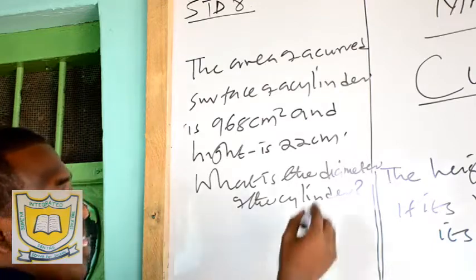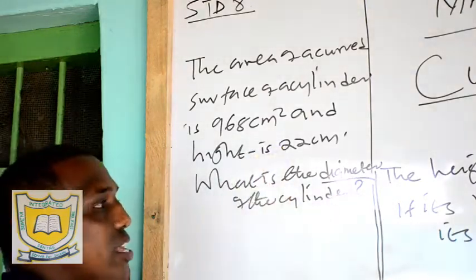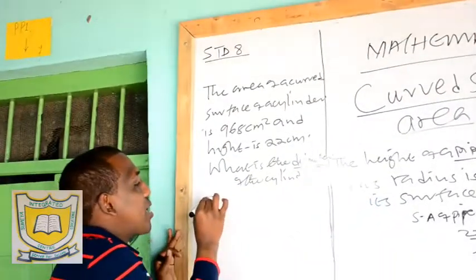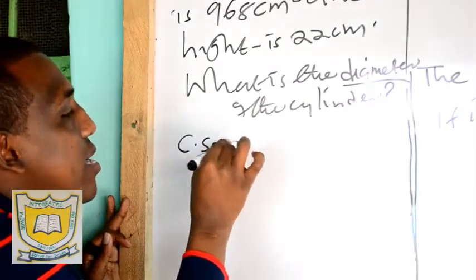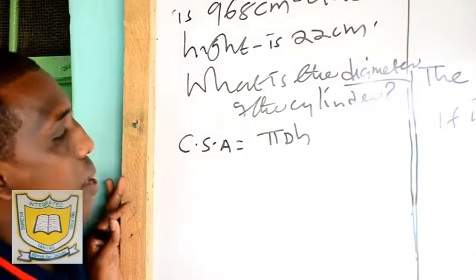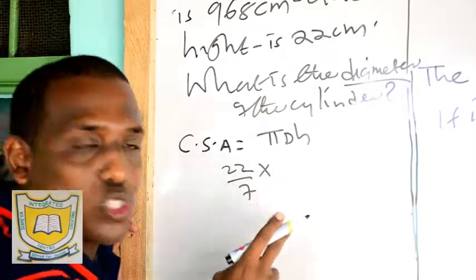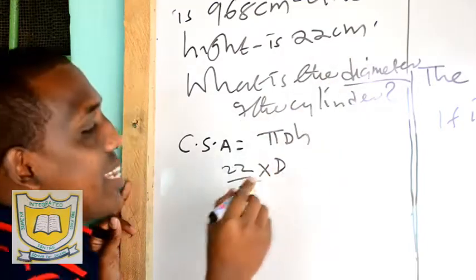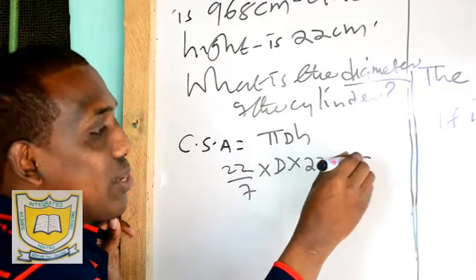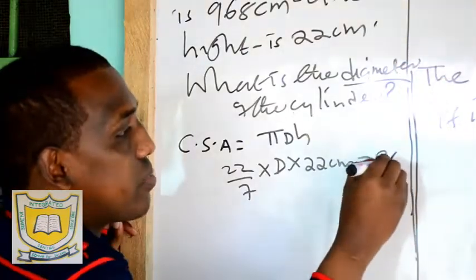Remember, now they're asking for the diameter. You are given the curved surface area and the height. So whenever you are given these, you use the formula. Curved surface area is equal to pi dh. We use the formula to find the diameter. Pi, which is 22 over 7, times diameter, which we don't know and is what they're asking, times height 22 centimeter, is equal to 968 centimeter squared.